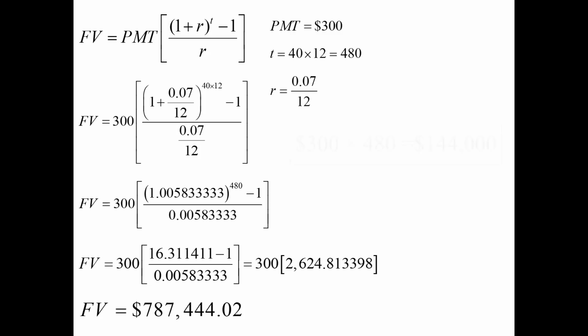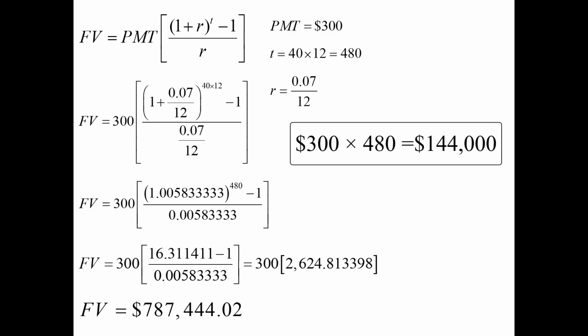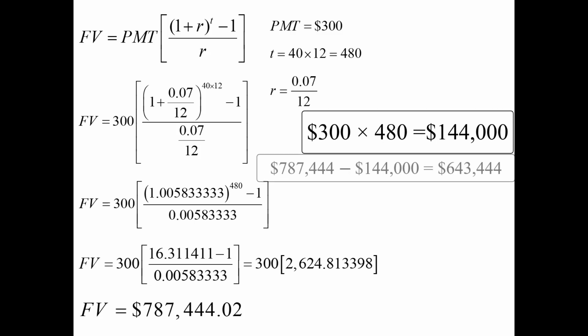In this case, we've saved $144,000. And we were able to earn $643,000 in compound interest over the life of this investment due to compounding.